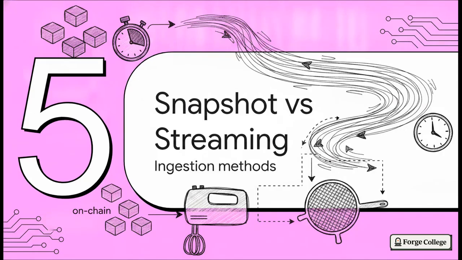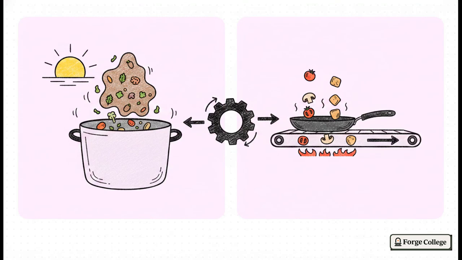All right, Section 5, Snapshot versus Streaming Ingestion. Now, depending on what our AI agent is actually hired to do, our data kitchen operates under very different time constraints. Snapshot ingestion is essentially a periodic bulk read. You grab a massive set of accounts at a known slot and you process them offline. It's exactly like doing batch prep early in the morning for analytics and model retraining.